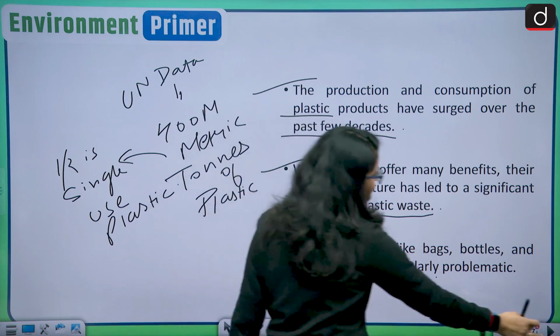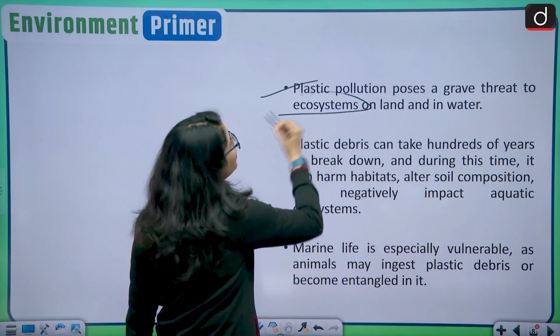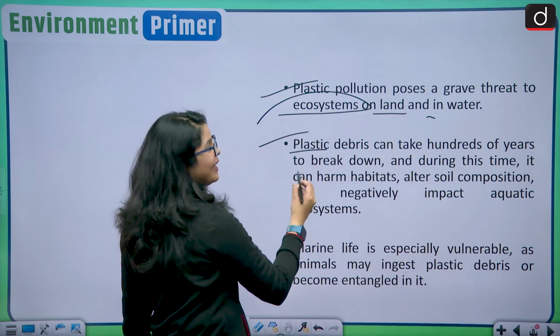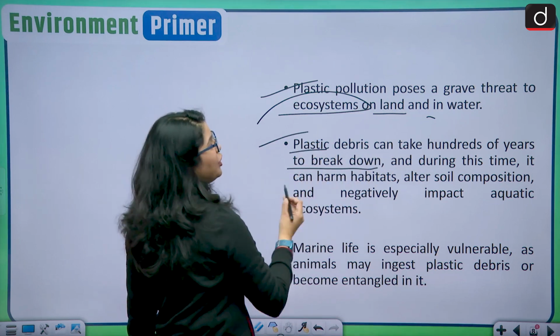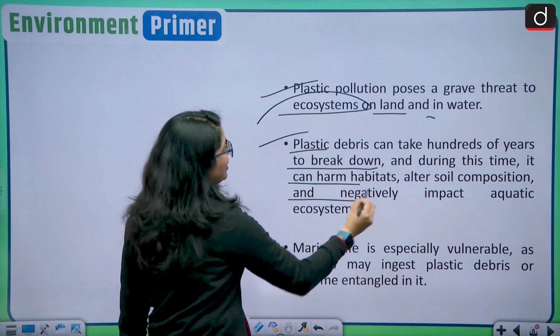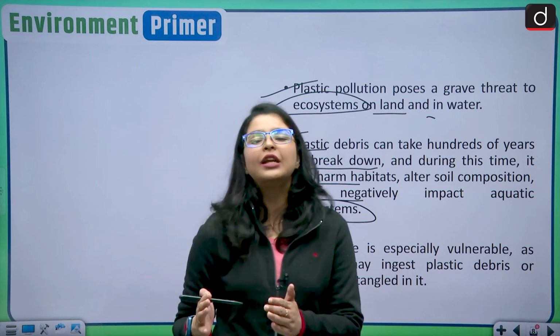Moving forward, plastic pollution poses a grave threat to ecosystems on land and in water as well. Plastic debris can take hundreds of years to break down, and during this time, it can harm habitats, alter soil composition and negatively impact aquatic ecosystems or the marine ecosystems.